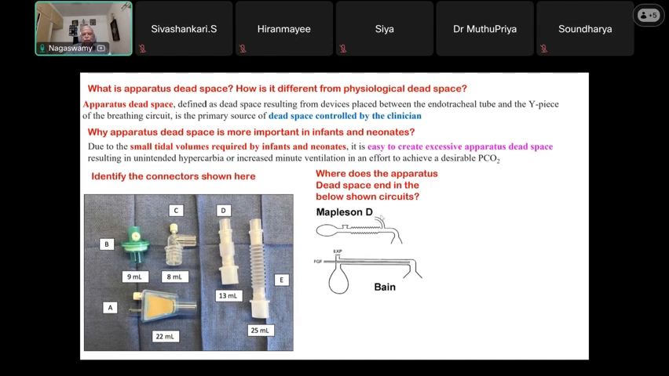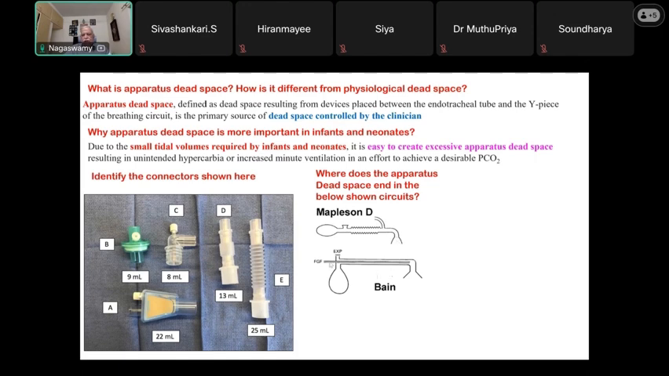So always remember, the apparatus dead space will end at the point where fresh gas flow is entering, or if there is the presence of the expiratory valve. But here, even though the expiratory valve is here, apparatus dead space will stop here because fresh gas flow is entering very close to the mask.